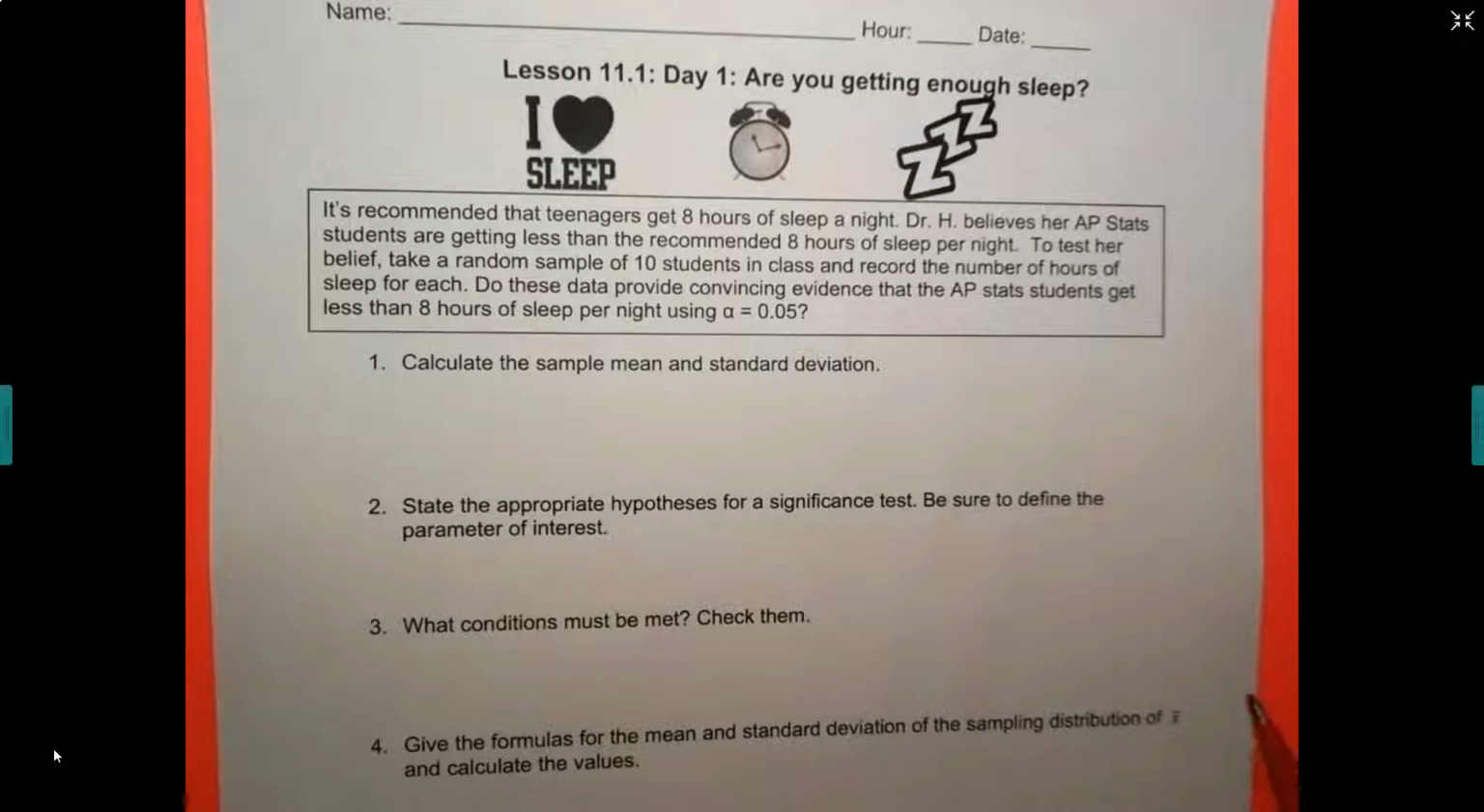I talked to the people who were available on Friday and asked them how many hours of sleep they slept last night. It is recommended that teenagers get 8 hours of sleep at night. I believe the AP Stat students are getting less than the recommended 8 hours of sleep per night. To test my belief, I took a random sample of 10 students in class and recorded the number of hours of sleep for each. Does this data provide convincing evidence that the AP students get less than 8 hours of sleep per night? I went ahead and combined both classes together.